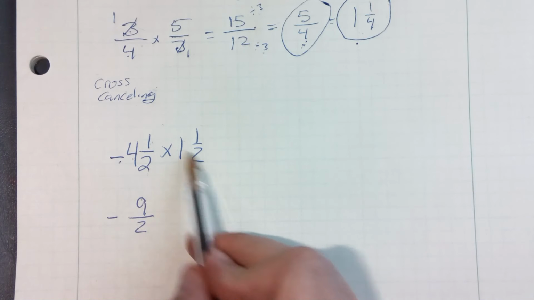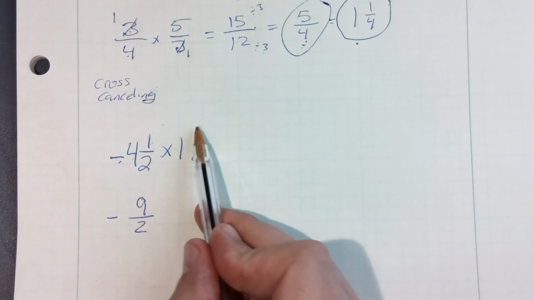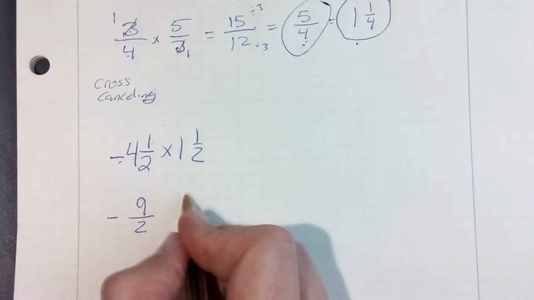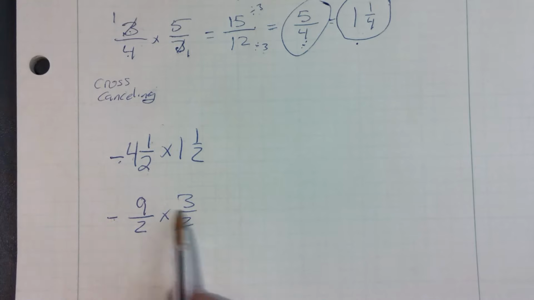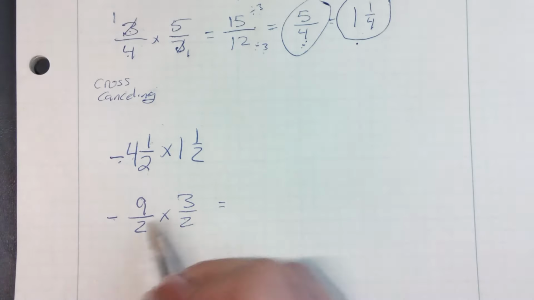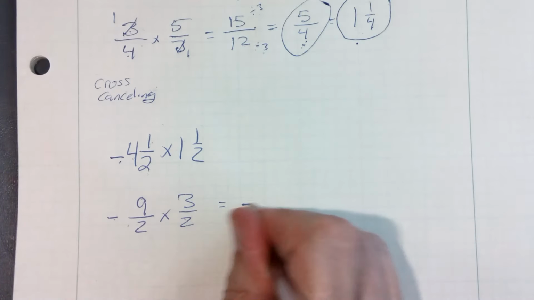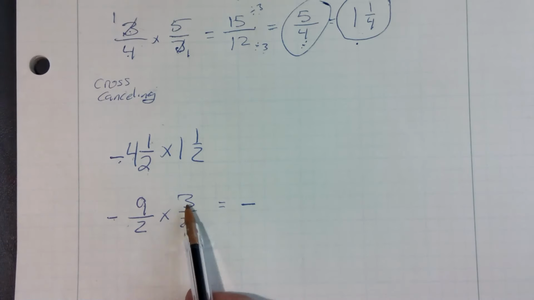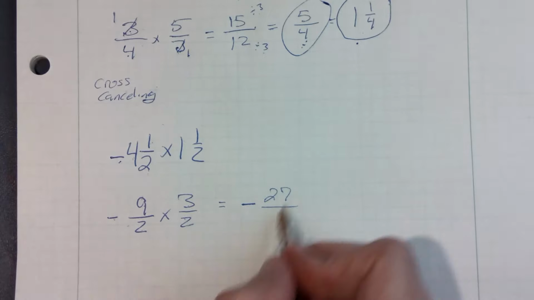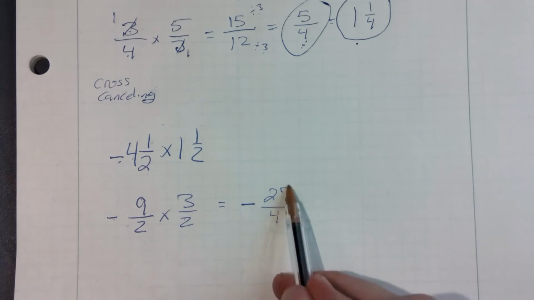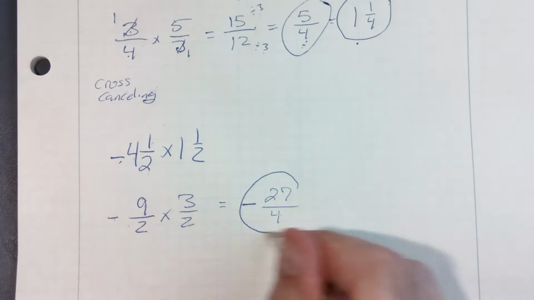1 times 2 is 2, plus the 1 is 3, so that becomes 3/2 times. Now I have a negative fraction and a positive fraction, so a negative times a positive will be negative. I have 9 times 3 is 27. 2 times 2 is 4. There is no common factors, so I can just leave it as a negative 27/4.